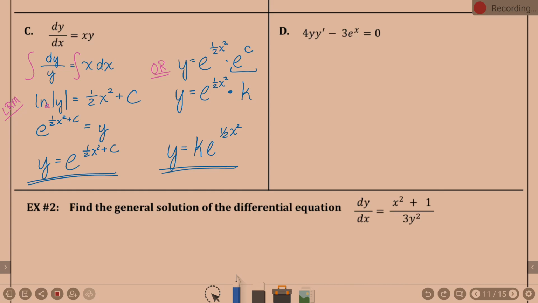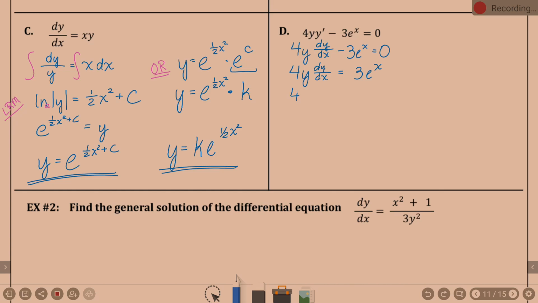Ready for D? 4y prime minus 3e to the x equals 0. What do you guys know about y prime? dy dx. Okay. So 4y dy dx minus 3e to the x equals 0. Well, just add the 3e to the x. So 4y dy dx is equal to 3e to the x.